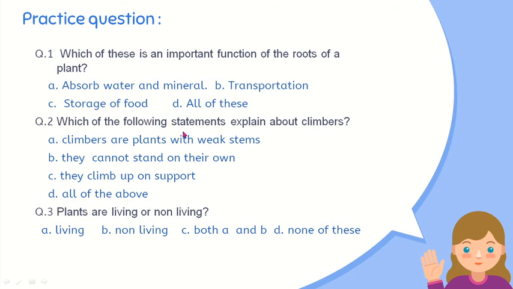Which of the following statements explain climbers? A. Climbers are plants with weak stems. Yes, it is true. They cannot stand on their own. It is also true. They climb up on support. The answer will be all of the above. Are plants living or non-living? Living, non-living, both A and B, or none of these. So the answer is living.